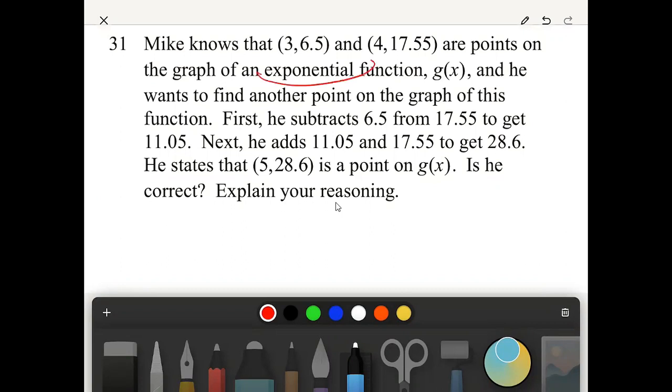So let me circle this. Exponential function, g of x. And he said he wants to find another point on the graph of this function. So that's an exponential function. And now he wants to find another point on that exponential function.